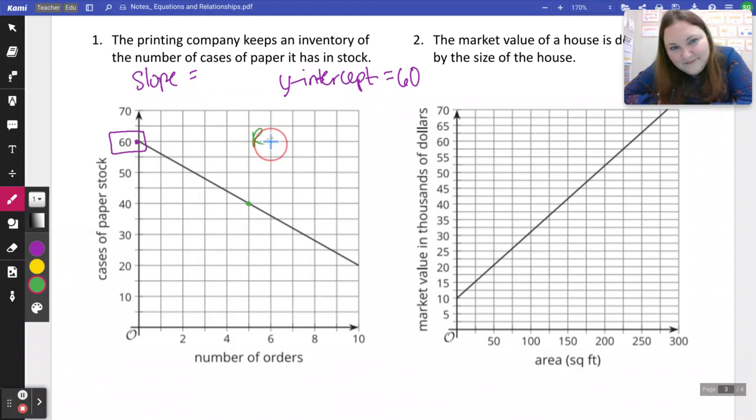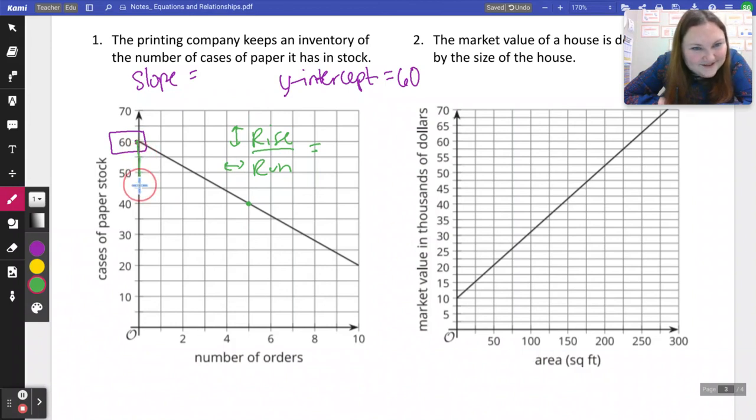I want to calculate my rise over run. So starting here, I want to figure out how much I have to go up or down. That's going to be our rise. And then our run is how much you're going sideways. If I'm starting here, it might be tempting to say 1, 2, 3, 4. So our rise is 4.